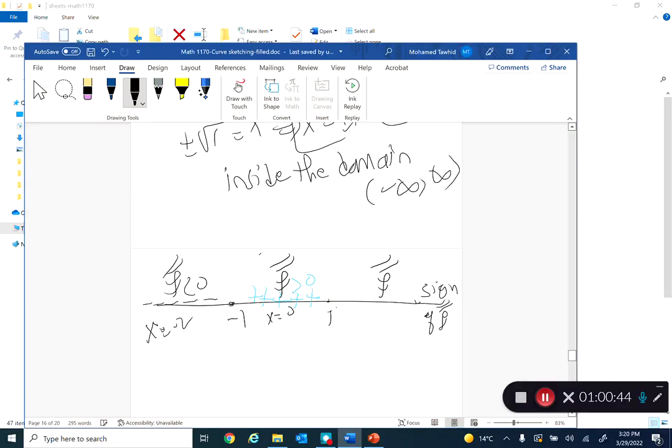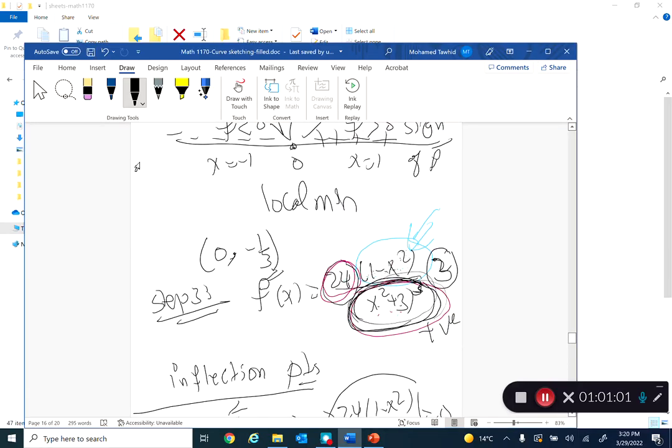Positive means the graph is concave up. Negative means the graph is concave down. So now if I take x equal to 2, again you find it is negative. Let me show you: 1 minus x squared.